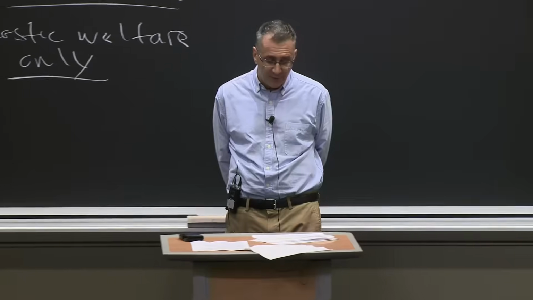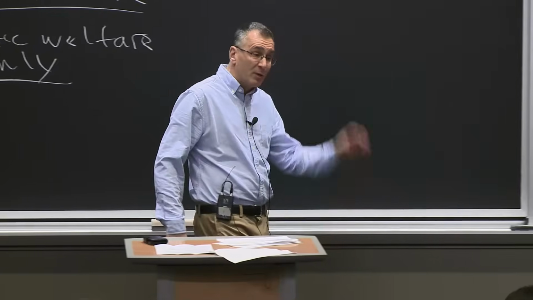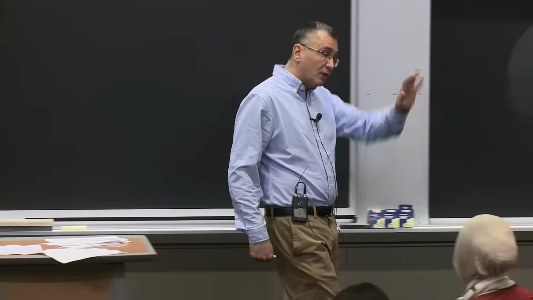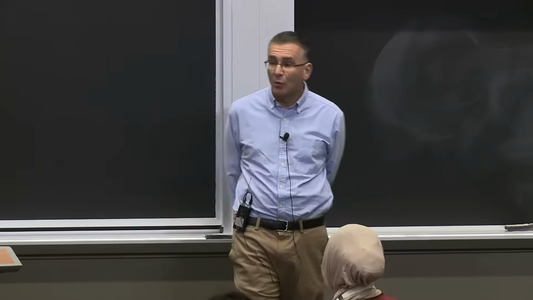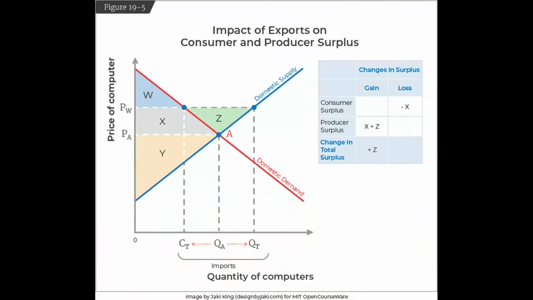Go to 19.5. Now what you get is consumers are worse off. They used to have a consumer surplus of W plus X, where X is the entire dotted area. Now the consumer surplus has fallen to just W. Remember, we're doing domestic consumers only. There's some people in Colombia who got computers. They're happy. We're ignoring them. We're just doing US consumers. Okay? They used to get W plus X.